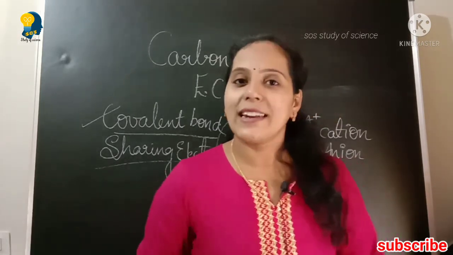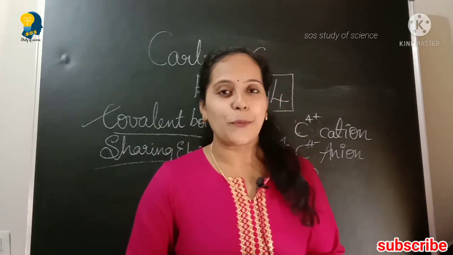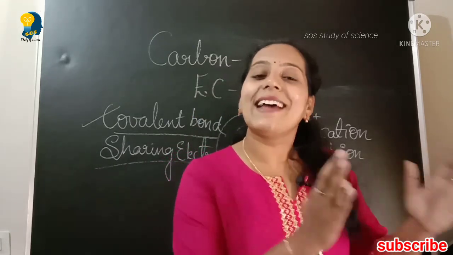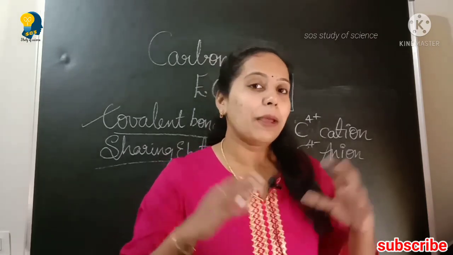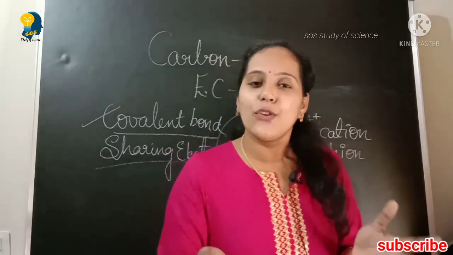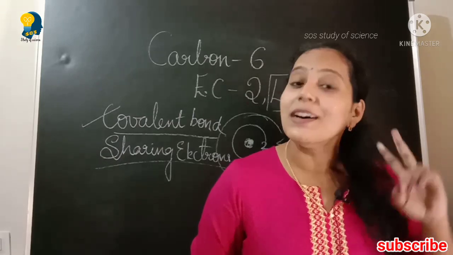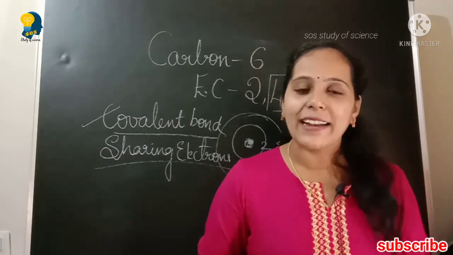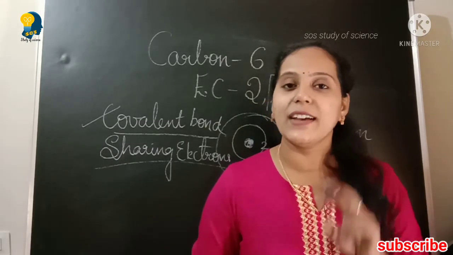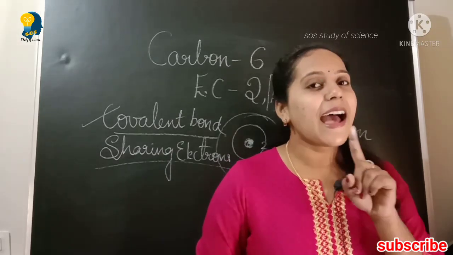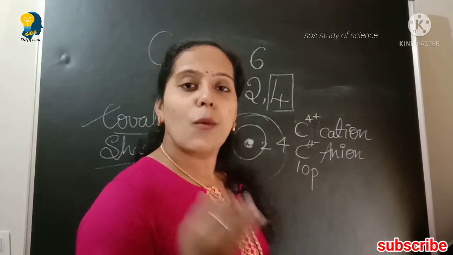So now let me move to the next thing. See, carbon has some special property. What is the special property of carbon? You must know. Carbon has a versatile nature. In examination, they will ask. The 2 special properties of carbon that make up its versatile nature are, the first one, catenation, and the second one, tetravalency. As a result of it, carbon has the versatile nature.